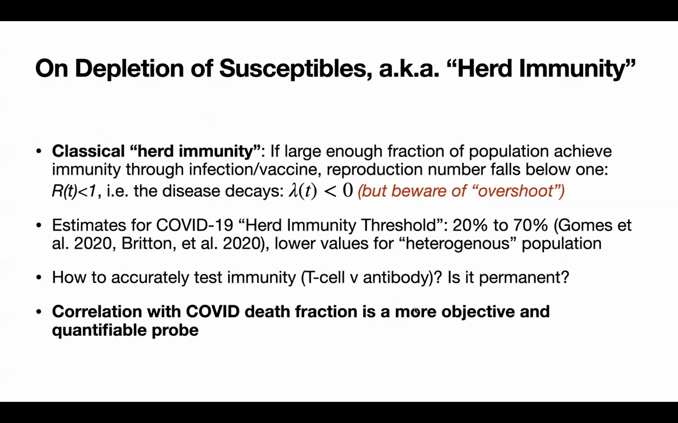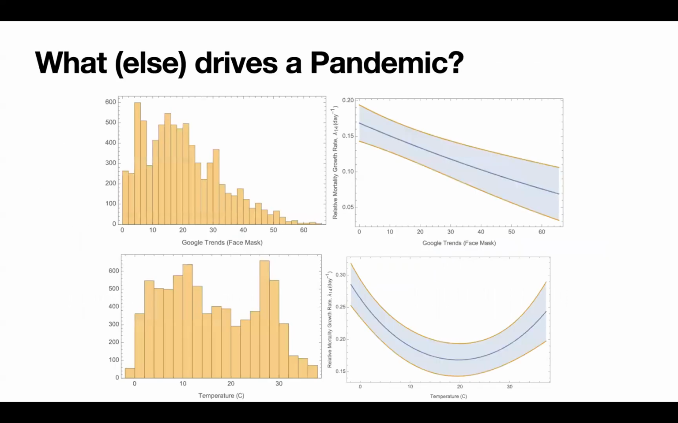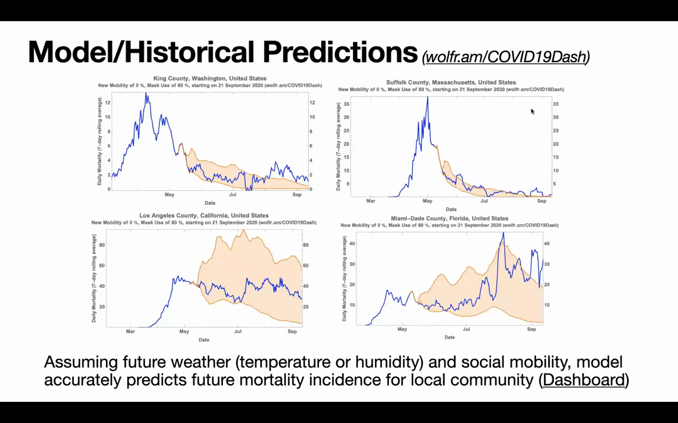So one question that is very controversial is the question of whether we reach herd immunity at some point. Basically the question of herd immunity is whether the epidemic is growing or decaying after you remove all the social restrictions.